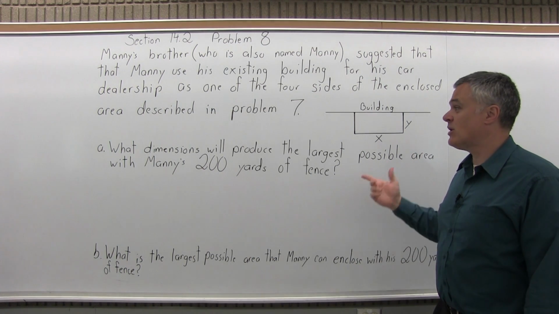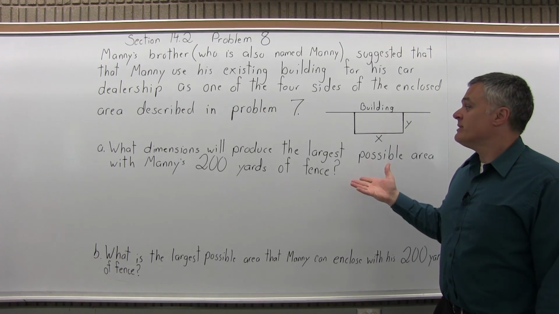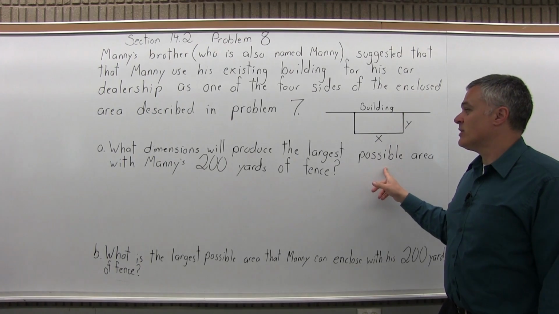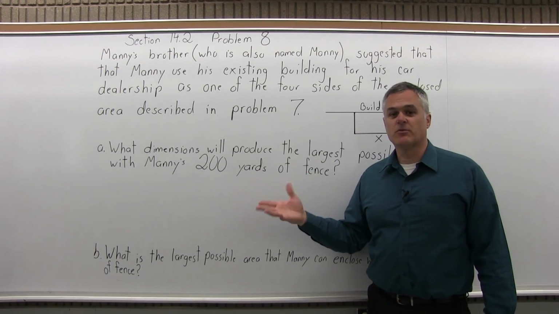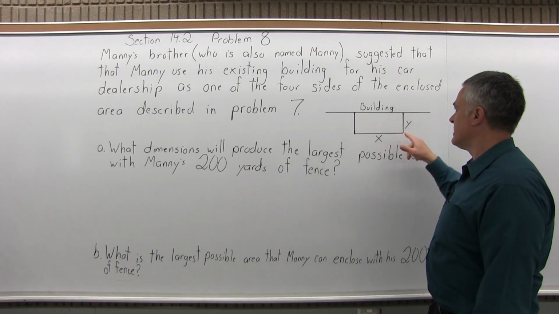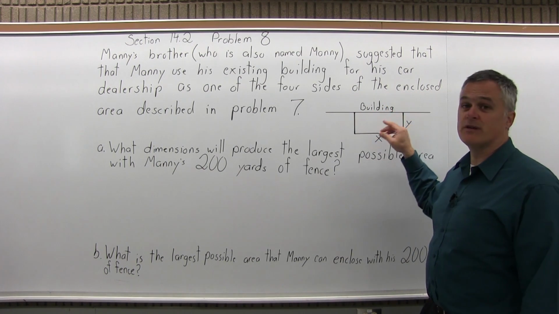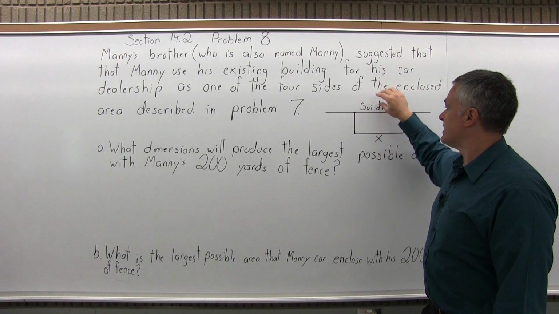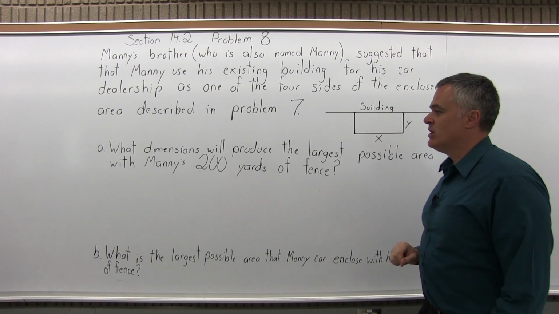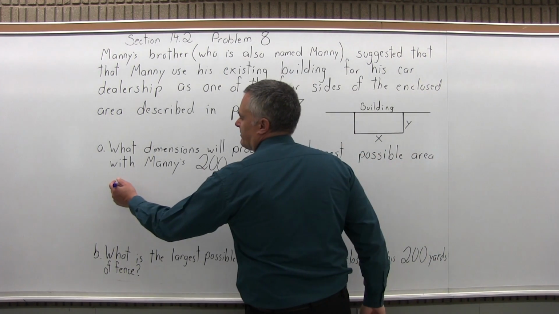It's a good idea. So A says, what dimensions will produce the largest possible area with Manny's 200 yards of fence? If you remember from the previous problem, he has 200 yards. And now instead of making four sides for his rectangle, he only has to use 3 if he puts the fence up against his existing building. So it's a pretty similar problem.